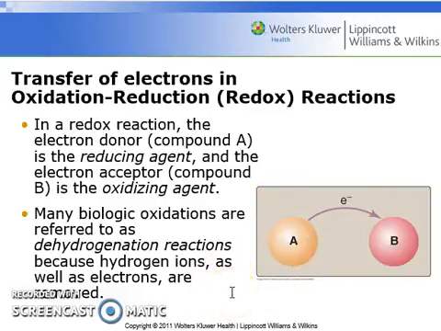So these reactions, as they're occurring in cells, are also referred to as dehydrogenation reactions, and that basically stems from the idea that hydrogen ions are going to be removed from molecules in order for oxidation reduction reactions to take place.